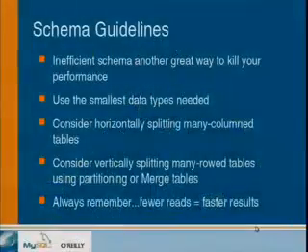Schema guidelines. An inefficient schema is another great way to kill your application. Use the smallest data types possible that you really need. If you don't have 4 billion rows in a table, don't use bigint. It's just the basics: keep them as trim as possible. If you have a maximum of 100 values, don't use int, use tinyint. You can fit 255 unique values in it. Don't use char 200 when a varchar or a smaller char will do. Little things like this make a huge impact on performance.